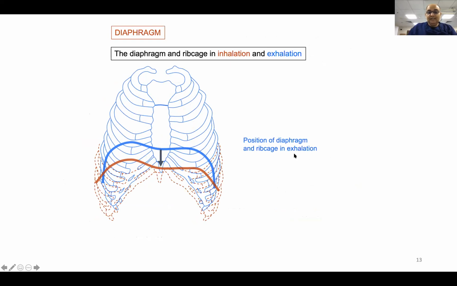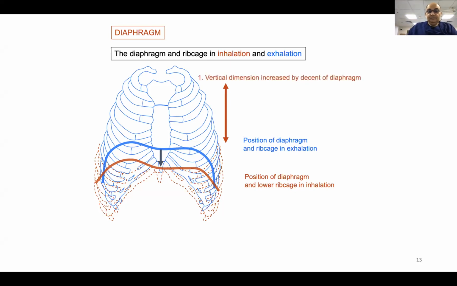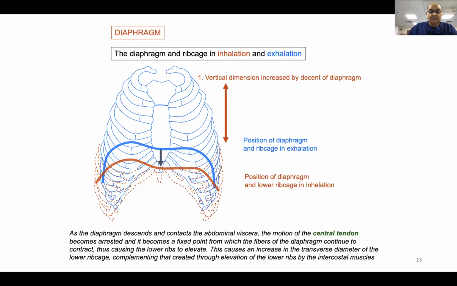This blue was when I was exhaling air, when I was throwing air out. And when I'm preparing my rib cage to take air in, I have to bring it down. That will help me increase this vertical diameter. So this vertical dimension has been increased. So before inspiration, I'll prepare my rib cage. I have to increase the anterior posterior diameter, I have to increase the transverse diameter, and I have to increase the vertical diameter. Are we good with that? Perfect. So the vertical dimension has also been increased.